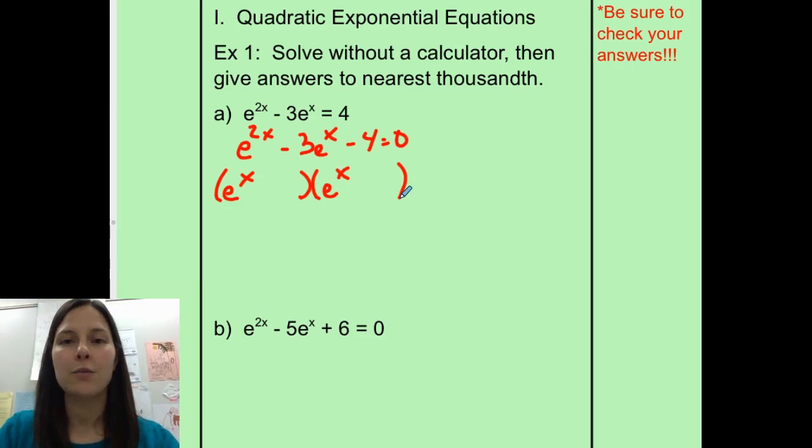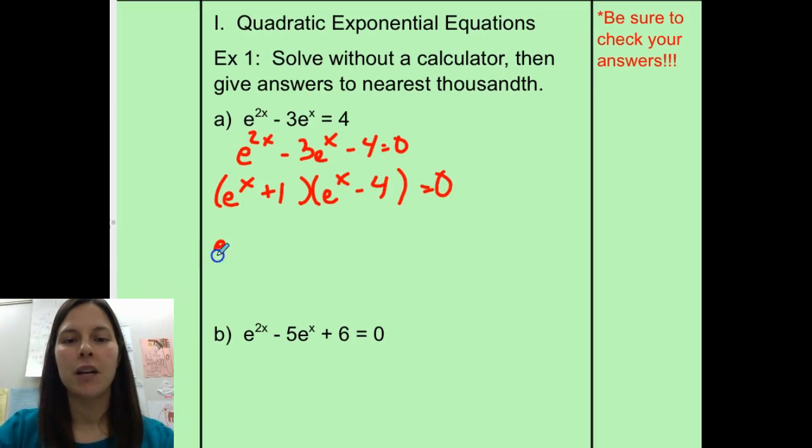The reason this works is because e to the x times e to the x means we add the powers. x plus x gives us 2x. So back to my question, multiplying to -4, adding to -3, we get a +1 and a -4. Setting each binomial equal to 0 to solve.